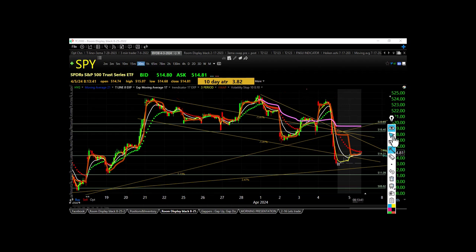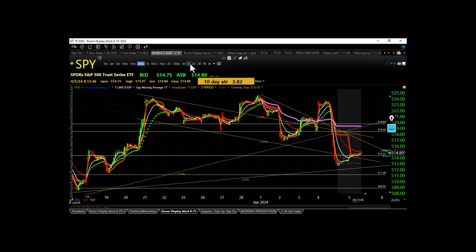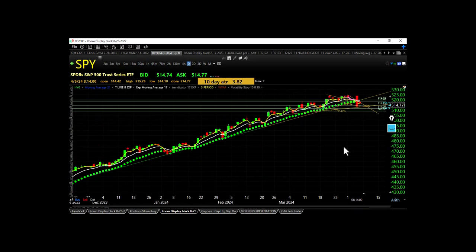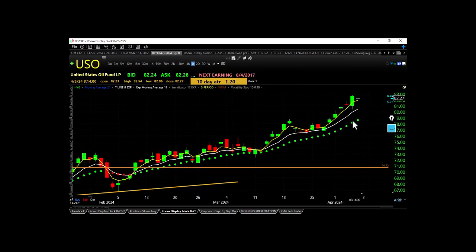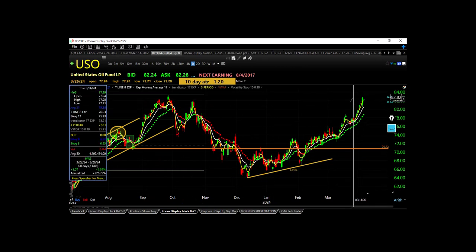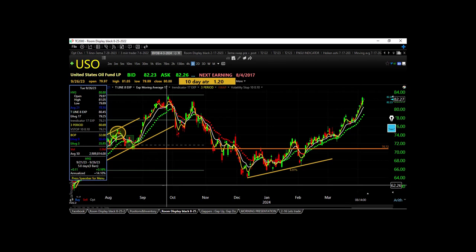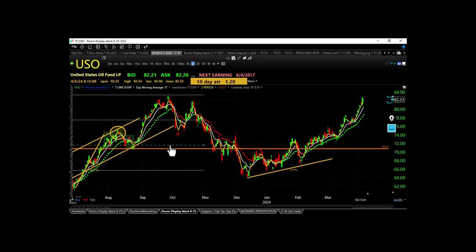All right, let's take a look around the horn, and let's take a look at some energy. All right, so we'll take a look at USO. All right, so here's USO. Made another 2-year high, not a 2-year high, 6-month high right there. Okay, you can see price coming up and challenging the September high up there. See that? Challenging that September high.